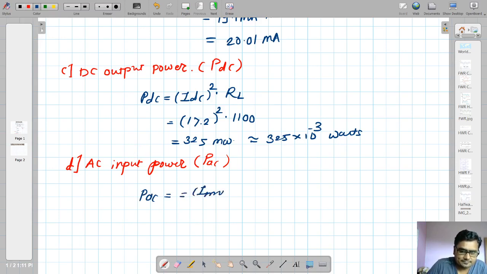IRMS square multiplied by, now it's not RL, is it? But as it is an AC power, we have to consider all the resistance, which is approximately RL. So write down PAC is equal to IRMS square multiplied by RL. Now what is the value of IRMS? I need to scroll to another page. What is the value of IRMS? We have calculated.